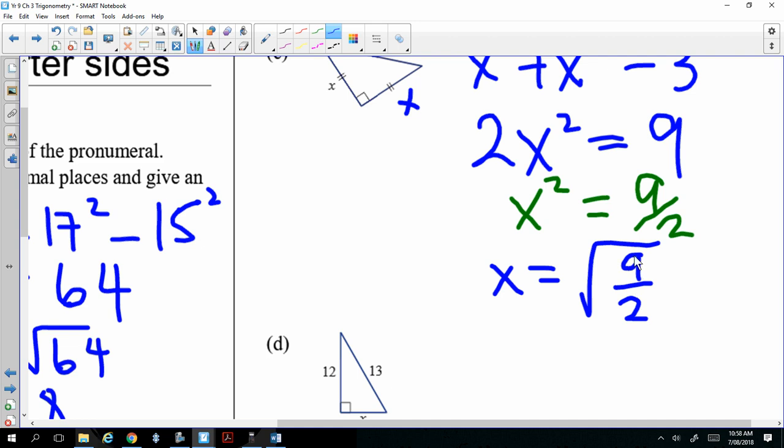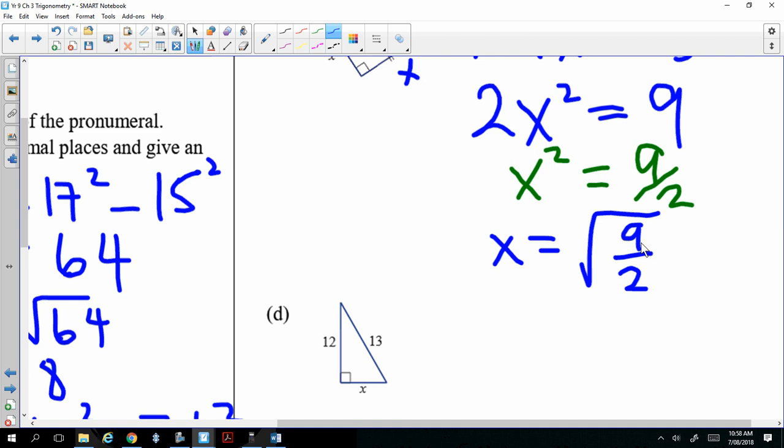You can go further, because if you go square root of 9 over square root of 2, what's square root of 9? So you split the square root into 2 parts: square root of the top over square root of the bottom. Square root of 9 is 3. Square root of 2 is just square root of 2. It can't be square rooted. So that's your final answer, your exact form.